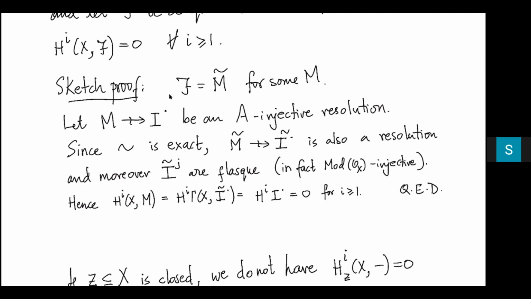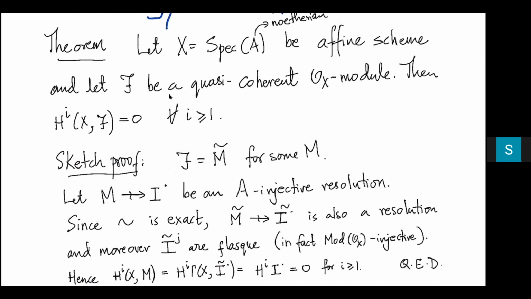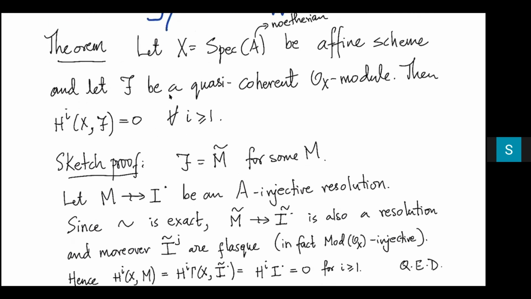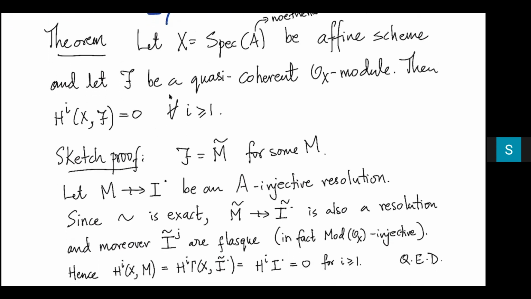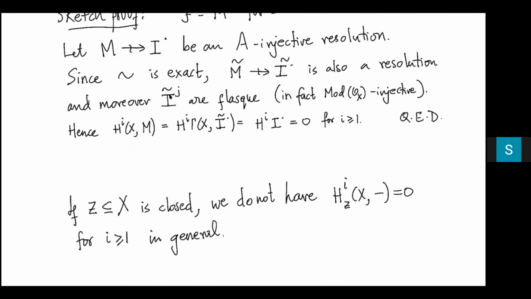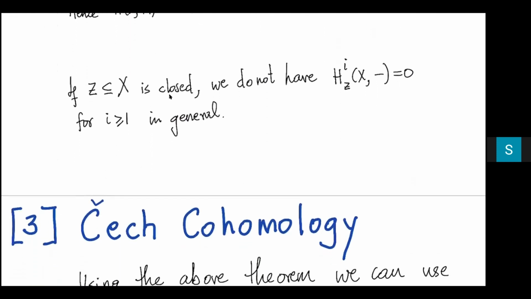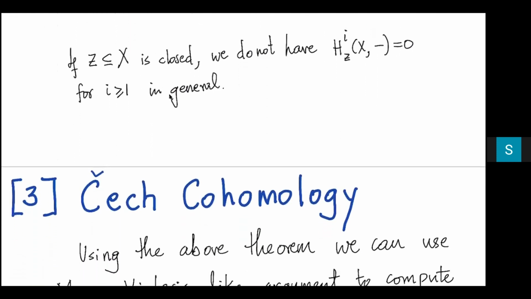So that's it. That shows that over affine schemes, this whole cohomology business for quasi-coherent sheaves really just degenerates into nothing. I mean, just the global sections, and there's nothing higher than that. That's no longer the case for other schemes, obviously. Otherwise, we won't have any interesting cohomology theory.